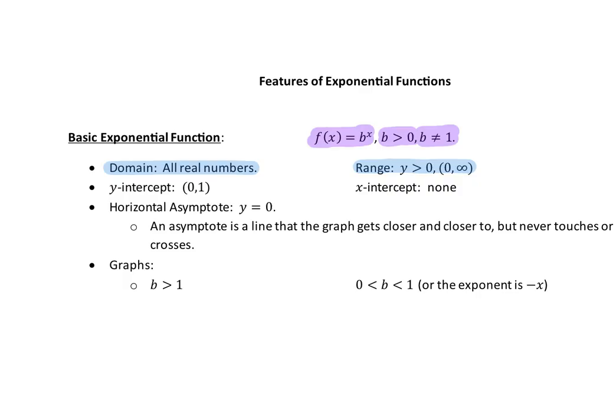When we talk about our exponential functions, we also have our intercepts. Every basic exponential function has a y-intercept of 0, 1. And this is because if you raise any number to the 0 power, it's equal to 1. We already mentioned that our range is strictly greater than 0, which means that y can never equal 0. And what that means is we have no x-intercept.